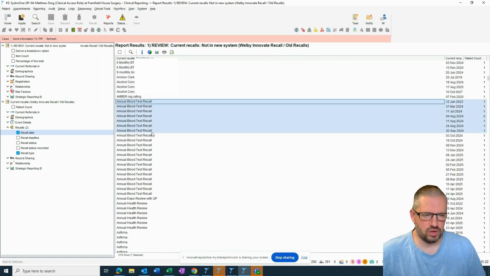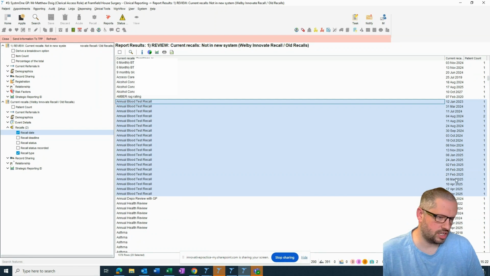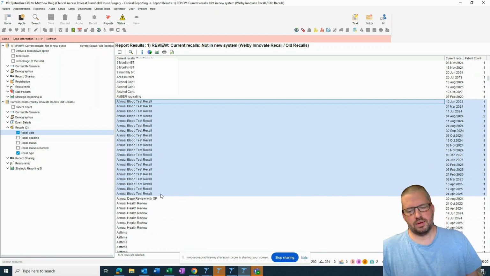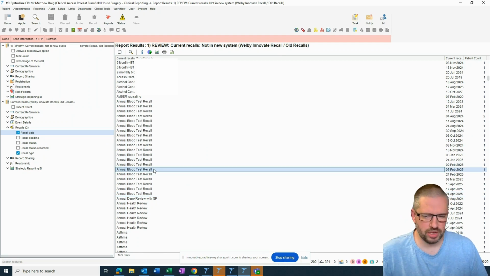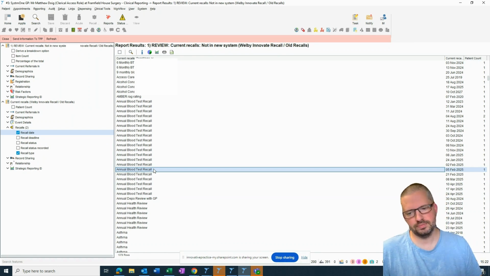Annual blood test recall. These ones are definitely worth a look at, particularly where the dates are in the next year or two, because that probably is a patient-specific recall test. It's possible it's linked to a medication, but if it was, it's really likely that our system would cover it.